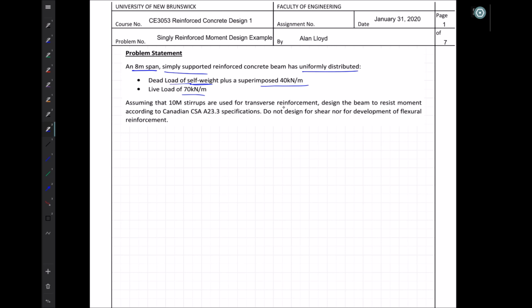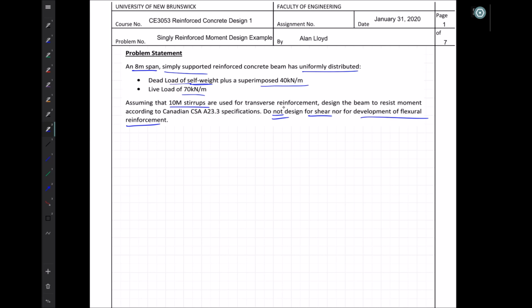As we look at this, we're going to have a few things that are specified in the problem. First off, we'll be using 10M stirrups or transverse reinforcement. Now these stirrups have a primary function to help hold the steel reinforcement cage together, but mostly to resist shear in the beam. This example doesn't include the shear design, nor the development of the flexural reinforcement, so the placing of the bars and ensuring that the bond between concrete and reinforcement is appropriate. That is a different example for a later day.